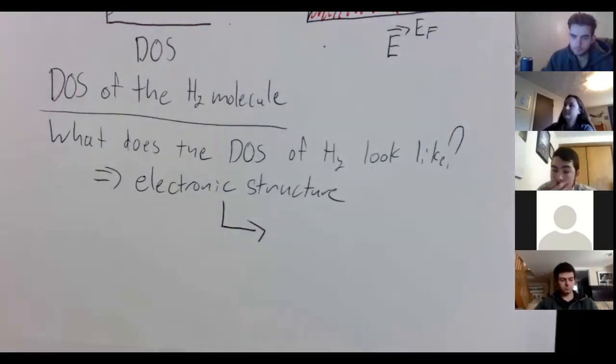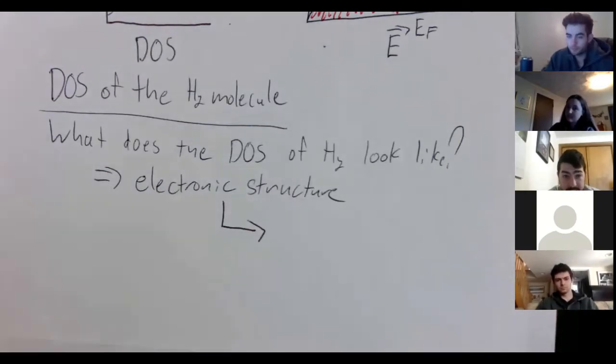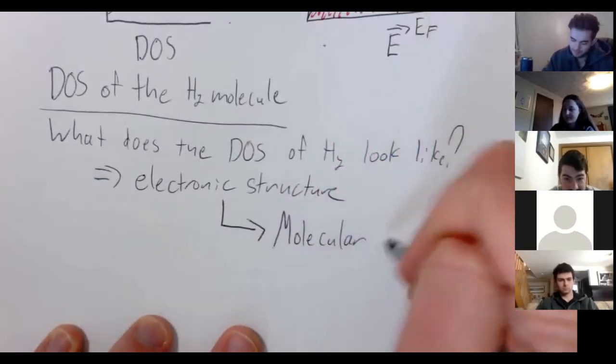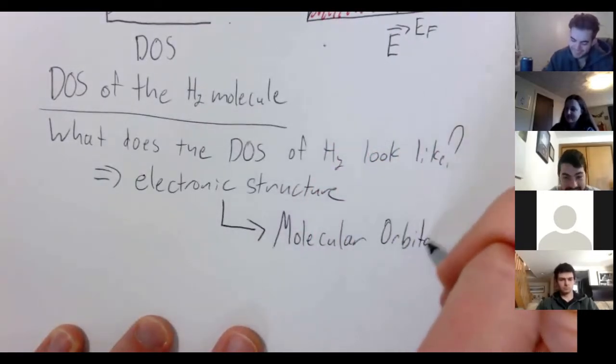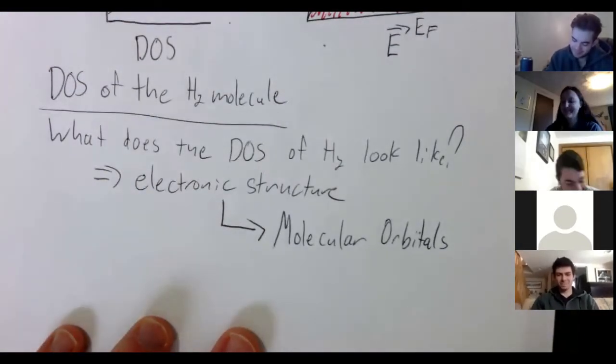Now, if we consider a molecule like this, when we say the electronic structure of a molecule, what are we really thinking about? Molecular orbitals. Geometry? There we go. Molecular orbitals.